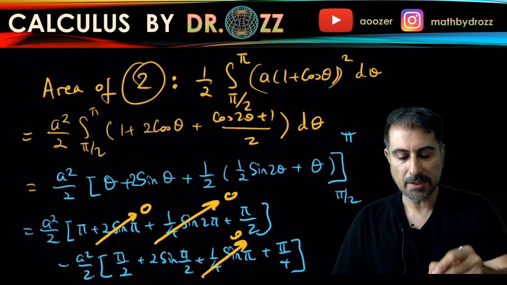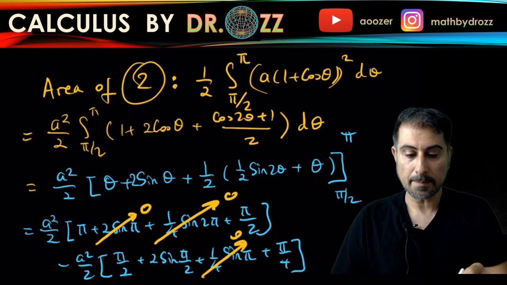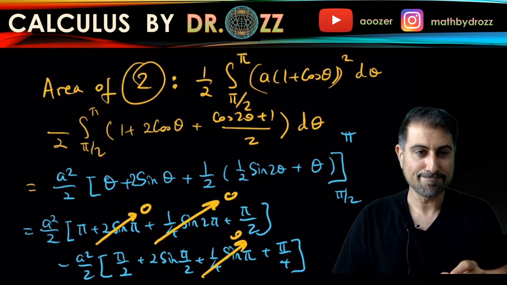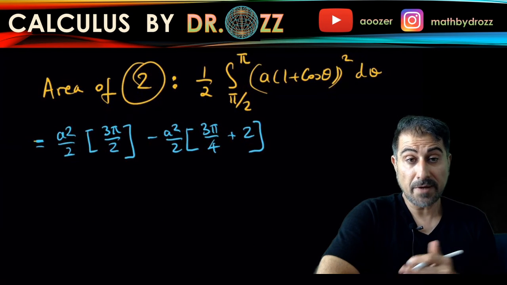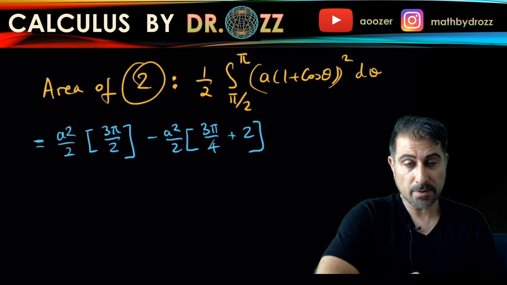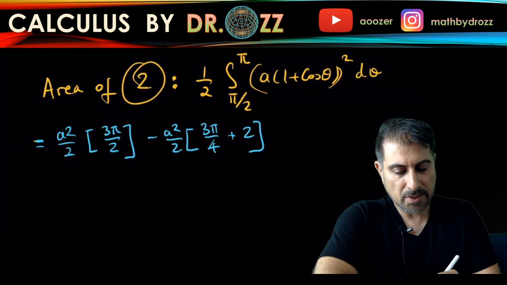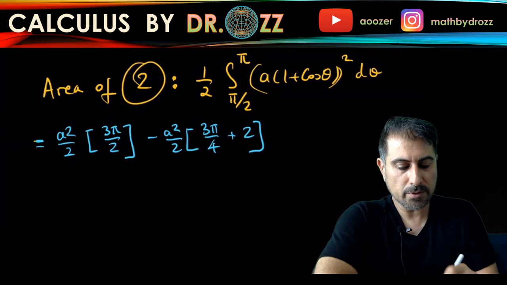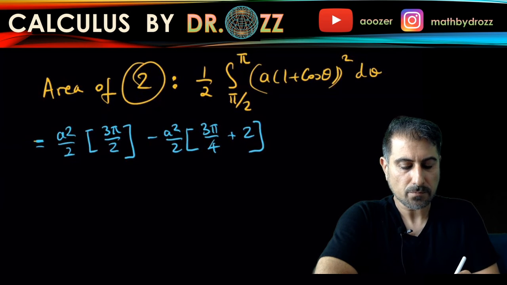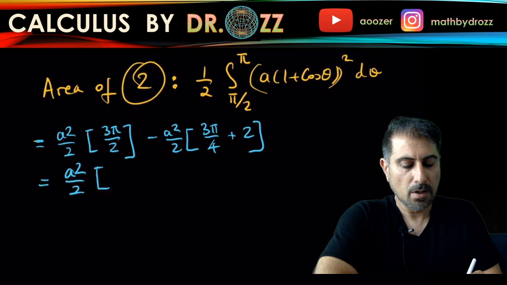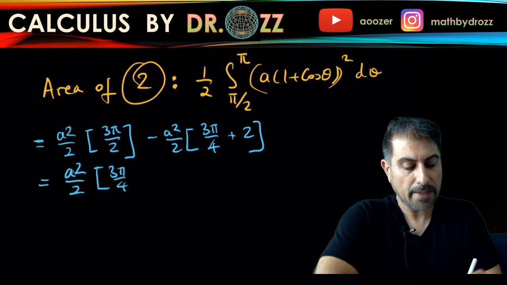All right, let me just clean this part up, and I'll come back in a second. All right, after we simplify everything, I cleaned up everything so that you have a fresh start here. So we got exactly this. So this is A squared over 2, 3 pi over 4 minus A squared.